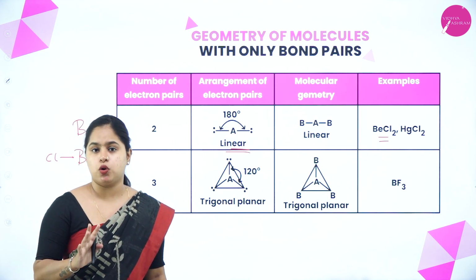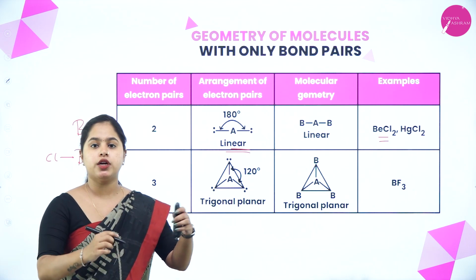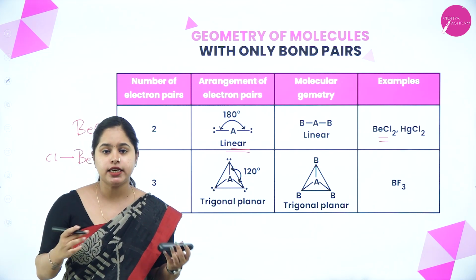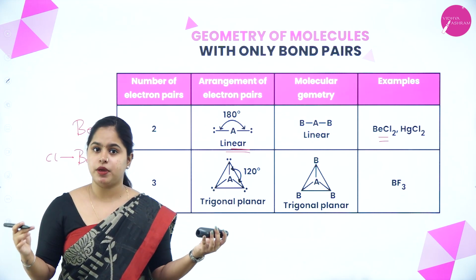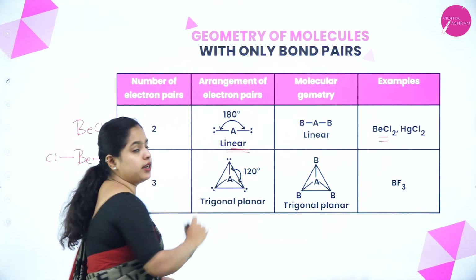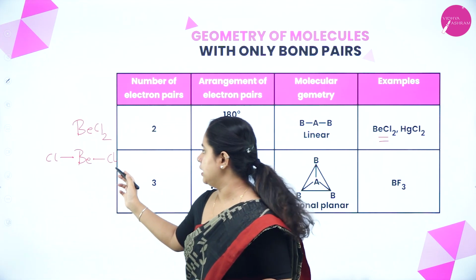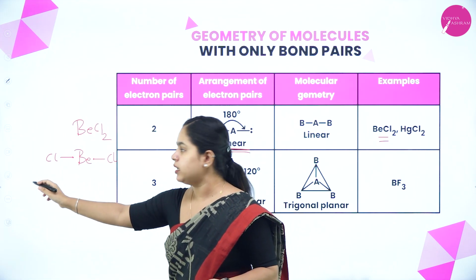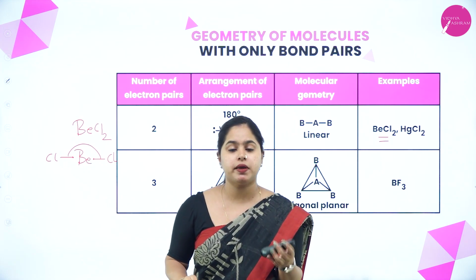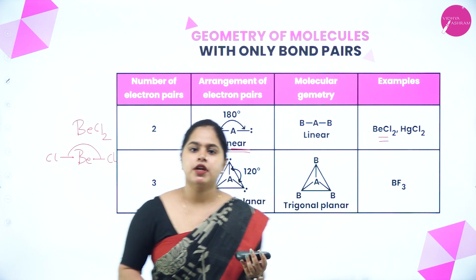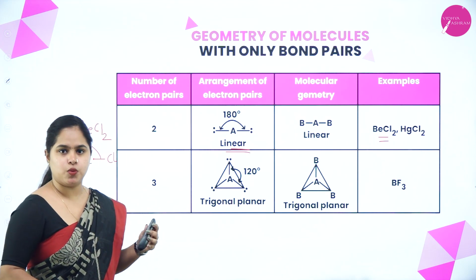If 2 electron pairs are present, what do they try to do? They try to attain a position which is as far as possible. The distance should be maximum, so they obtain a linear shape. So as you can see here in the BeCl2 molecule, the shape will be linear. That means the angle between the 2 bonds will be 180 degrees. Now, moving on to the next one.